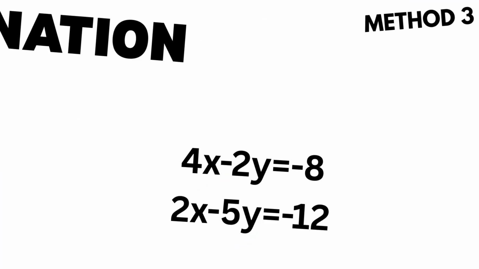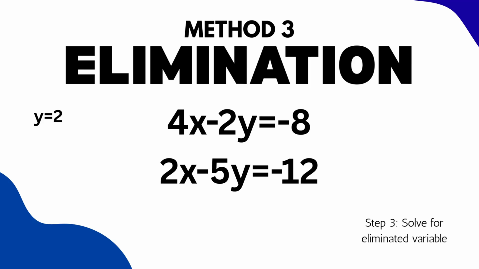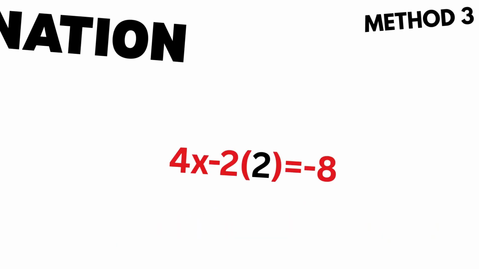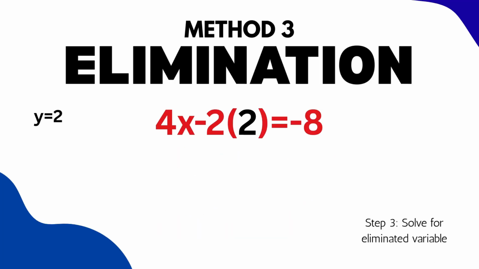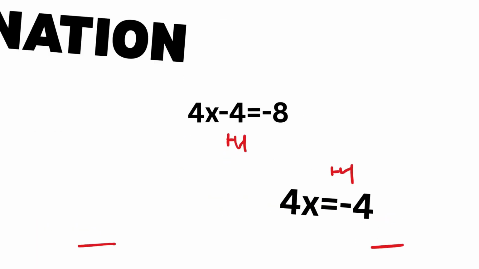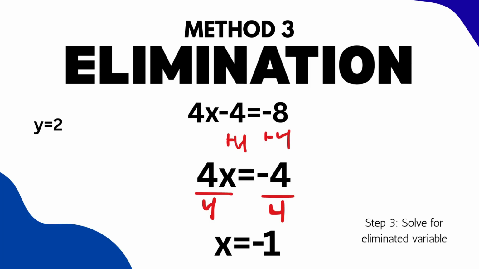Now for the third step, use the variable we know to find the other. In other words, we know y equals 2, so use that to find x. Plug the variable we know into the first original equation, so we get 4x minus 4 equals negative 8. Get the x term by itself, so we add 4 to both sides, and we get 4x equals negative 4. Then divide by 4, the last step, and we get x equals negative 1.